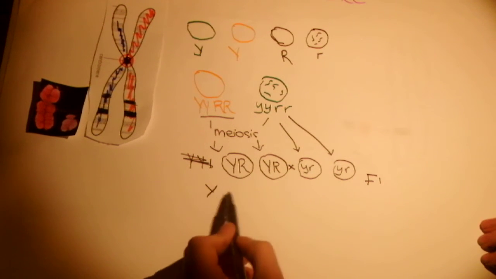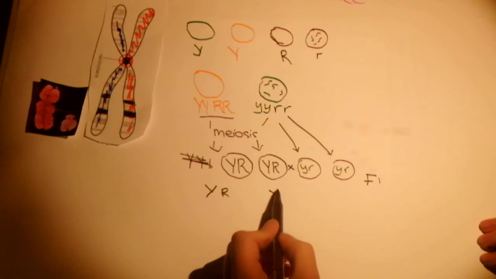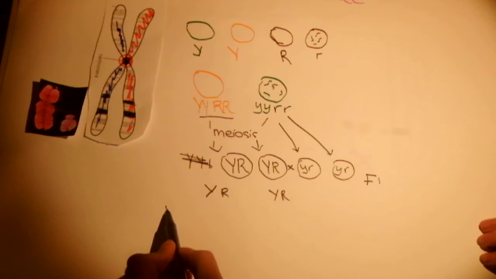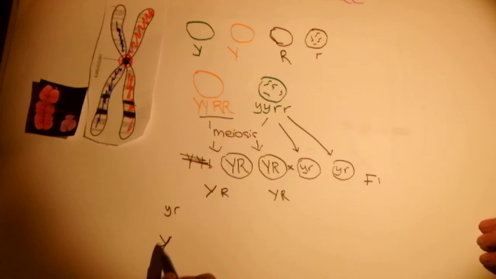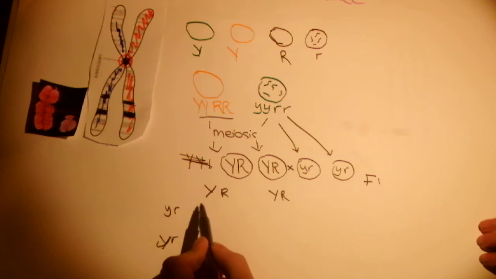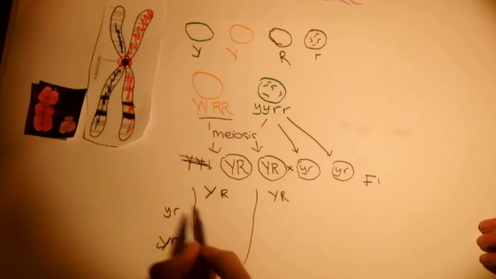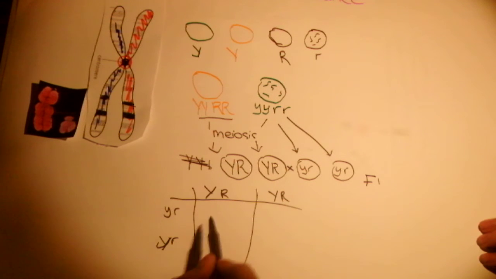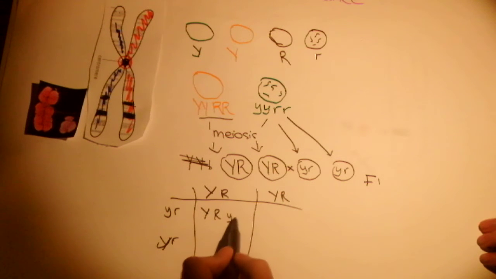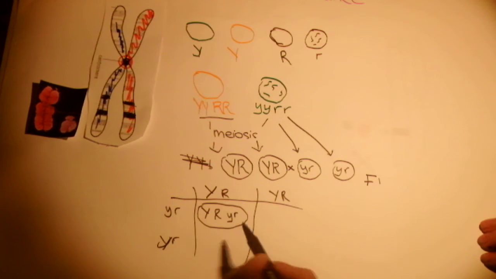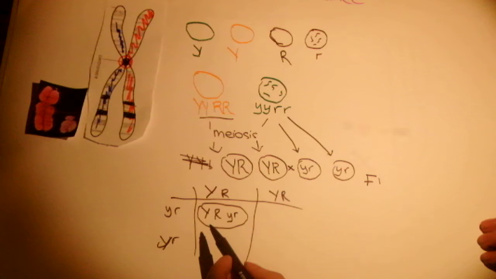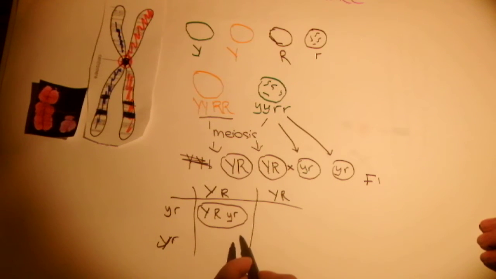So you do Y, R, Y, R, then you do little y, little r, little y, little r. So then you cross this over. I'll just do one because they're actually all the same. To find out what the offspring would be, it would be capital Y, capital R, which is both dominant, and then it would both have the two recessives. So all of them, 100%, would have capital Y, capital R, little y, little r, two dominants, then two recessive.